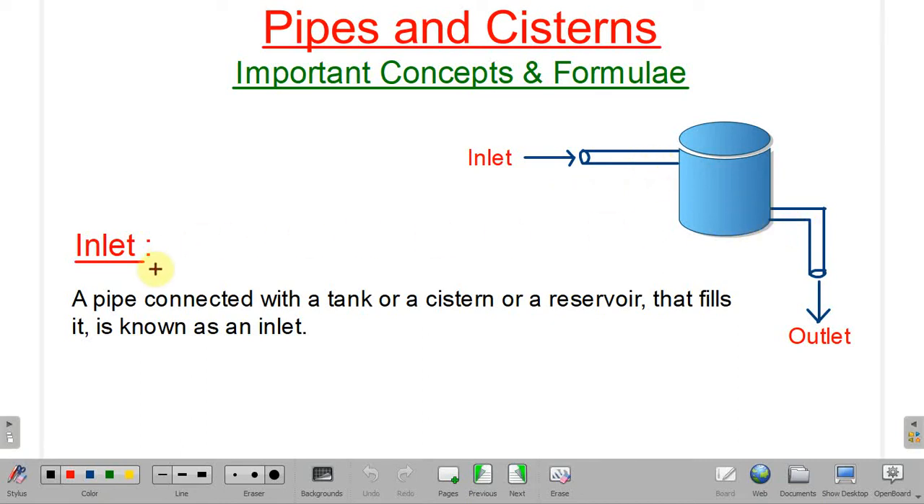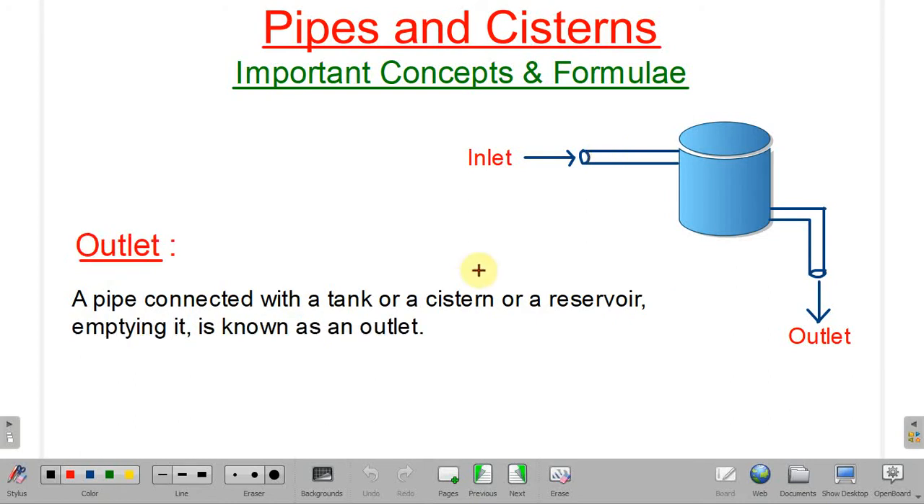Okay, so what is an inlet pipe? A pipe connected with a tank or a cistern or a reservoir, all these terms are the same, that fills it is known as an inlet. Okay, so this one is the inlet because it is filling the tank. Next term is outlet. Okay, so as we discussed, a pipe connected with a tank or a cistern, emptying it, is known as an outlet. So this is our outlet pipe.